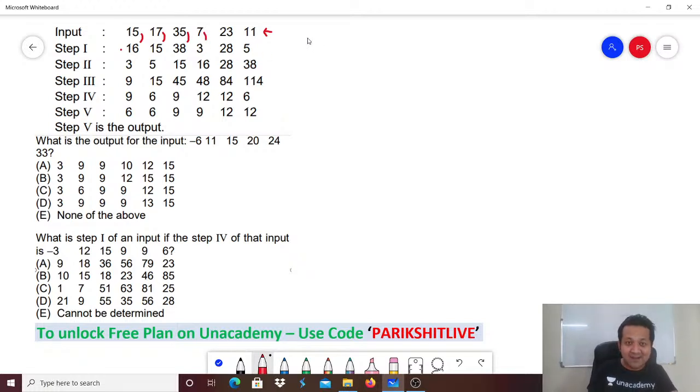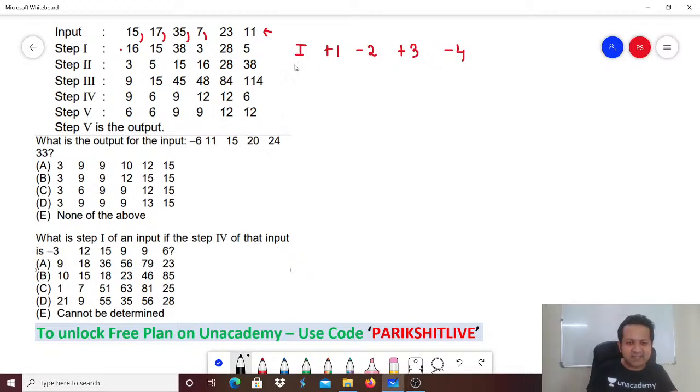So I think I understand the logic for step 1, right? What is happening in step 1? First number, plus 1. Next number, minus 2. Then plus 3. Then minus 4. And so on. Correct? That is the logic for step 1.